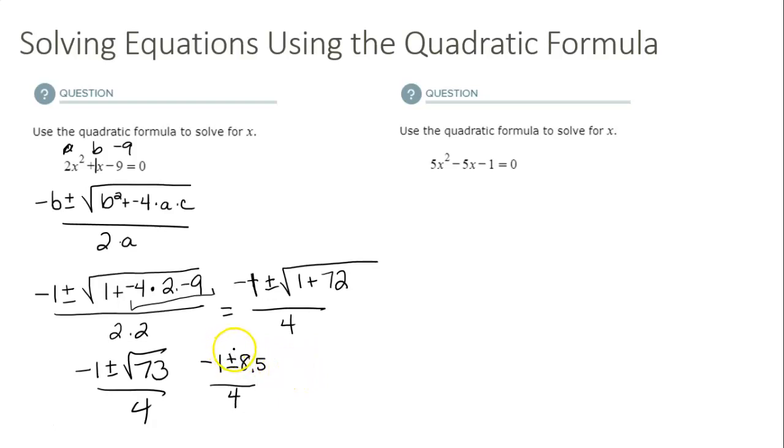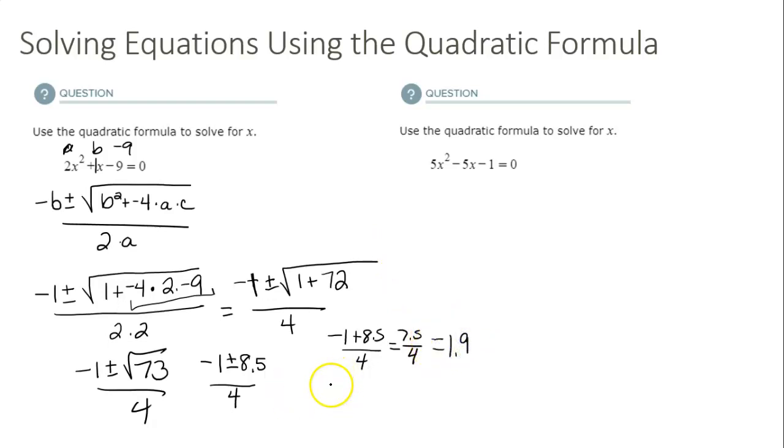Now, let's talk about what this plus or minus means. Remember when we solve using factoring, sometimes we get two answers. This is where the two answers come from. We have -1 plus 8.5 divided by 4, and we solve for that. So -1 plus 8.5, because the big fraction bar is a grouping symbol that groups the -1 and the 8.5 together. That gives me 7.5 divided by 4, and 7.5 divided by 4 becomes 1.875, which I'm going to round off to 1.9.